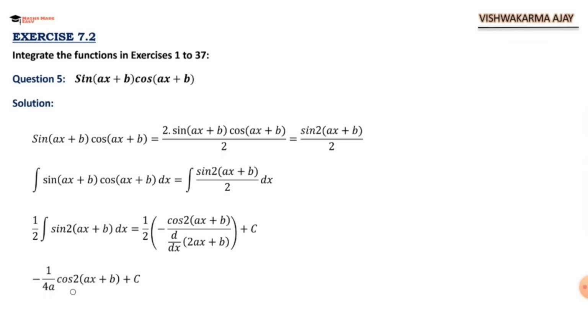1 upon minus 4a cos 2 ax plus b is my answer. You might have noticed we haven't substituted anything here. We did not substitute, so that's why we don't have to resubstitute anything. We just did some adjustment in here, so the equation becomes simpler because this is already sin a cos b.